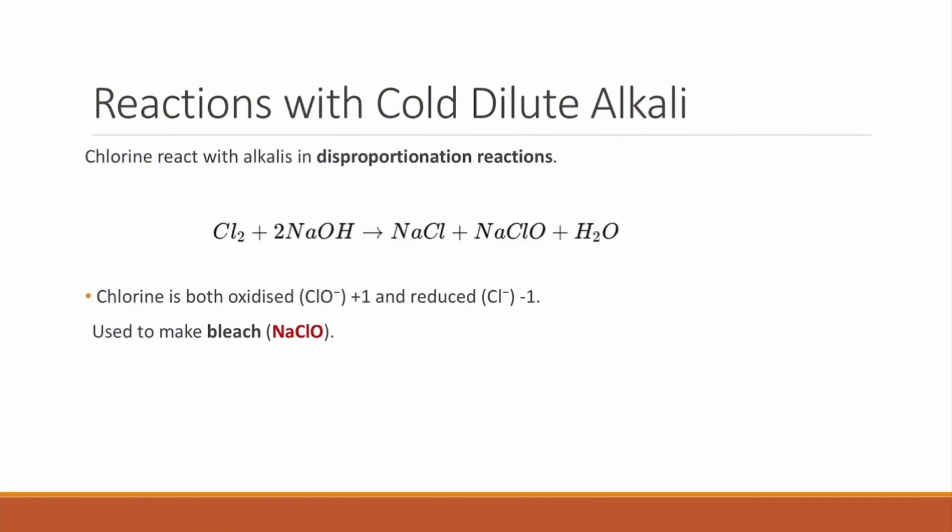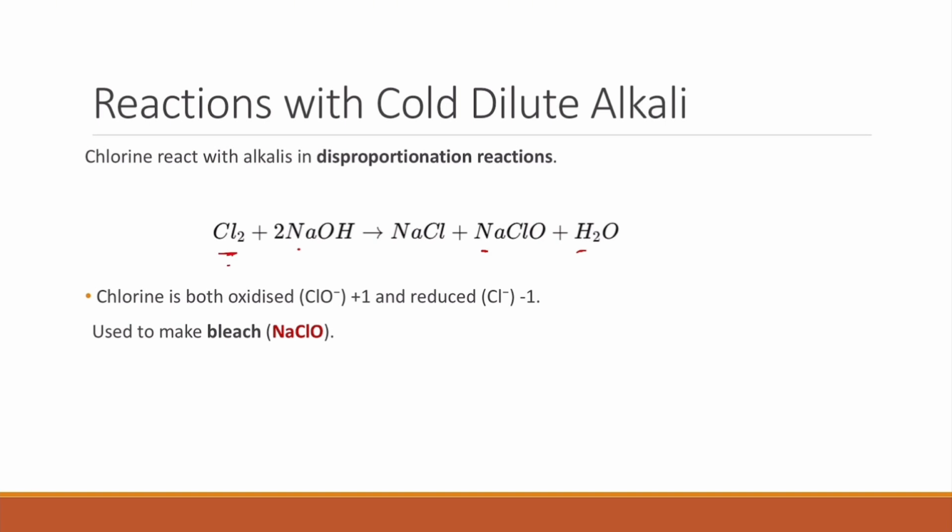Reaction with cold dilute alkali. This is a very well-known reaction, and it's very common in the exam to ask you what is the reaction between chlorine and a cold dilute alkali. So chlorine reacts with sodium hydroxide to give sodium chloride, sodium chlorate(I), and water. Here, this is called a disproportionation reaction. Disproportionation is the type of reaction where the same substance gets oxidized and reduced in the same reaction.